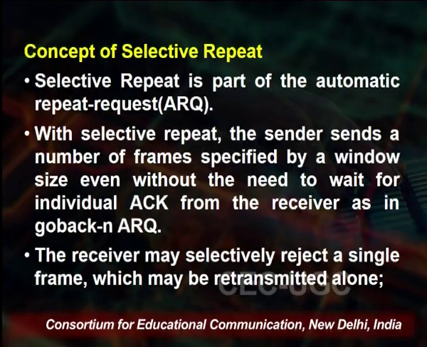Obviously, without the need to wait for the individual acknowledgement from the receiver, as we understood in Go Back N ARQ. Now, here the receiver is allowed to selectively reject a single frame, which may be retransmitted alone. In Go Back N, the receiver was not allowed selective rejection. That means if packet number 3 is not received, then 3 and 4 both need to be retransmitted.